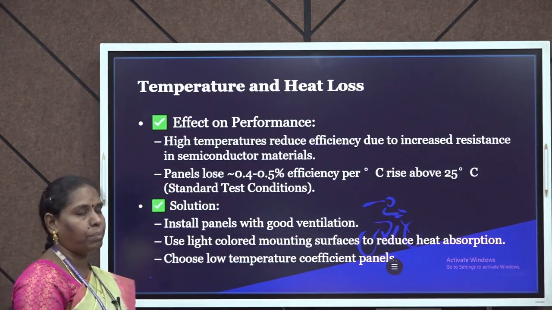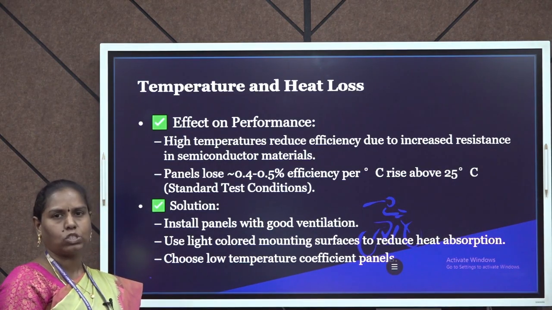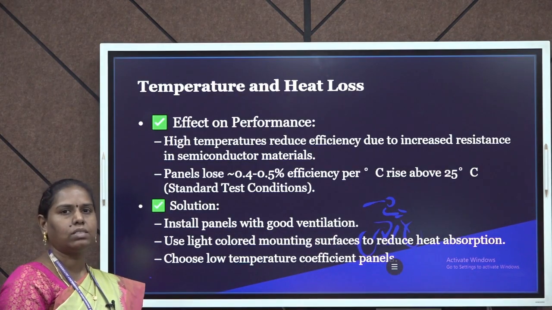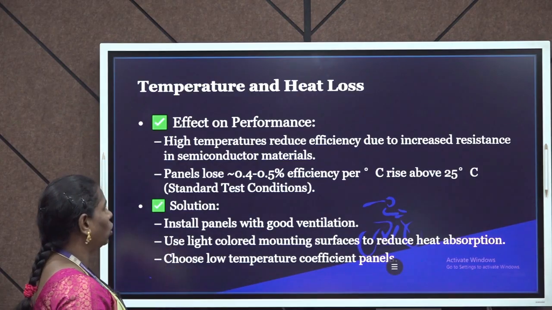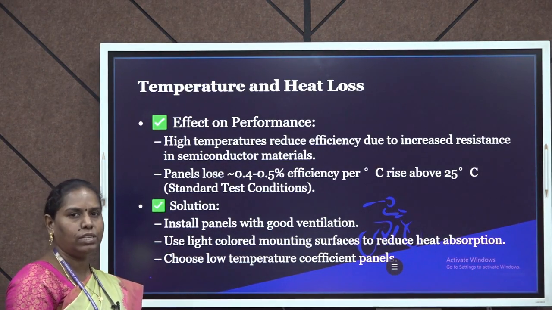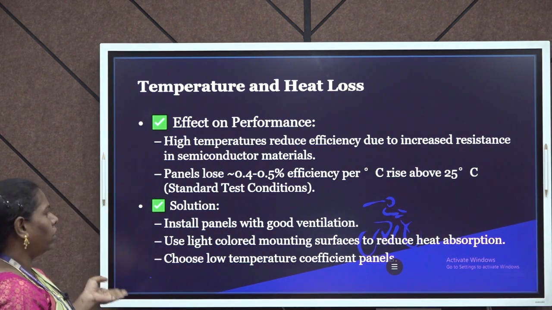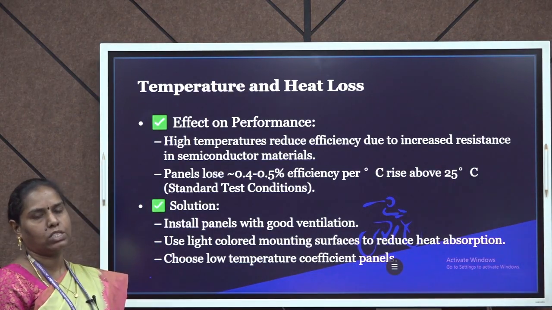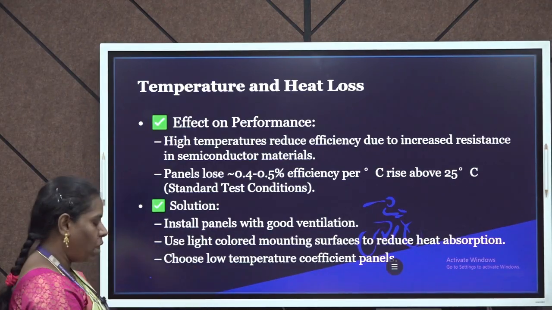And the third parameter is temperature and heat loss. The higher temperature will reduce the efficiency. We know that the solar panels are made up of semiconductor materials. Higher the temperature means the resistance of semiconductor devices is increased, and hence the power generation reduces. Also, the increase in temperature will reduce the efficiency of a solar panel by 0.4 to 0.5%. So, for that we have to install the panels with good ventilation and use light color mounting surfaces to reduce the absorption of heat energy, and we can choose panels with a low temperature coefficient.